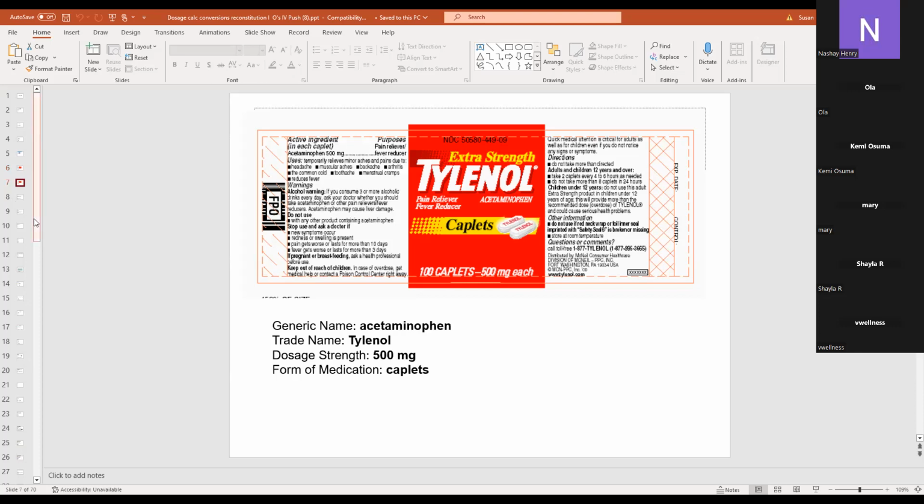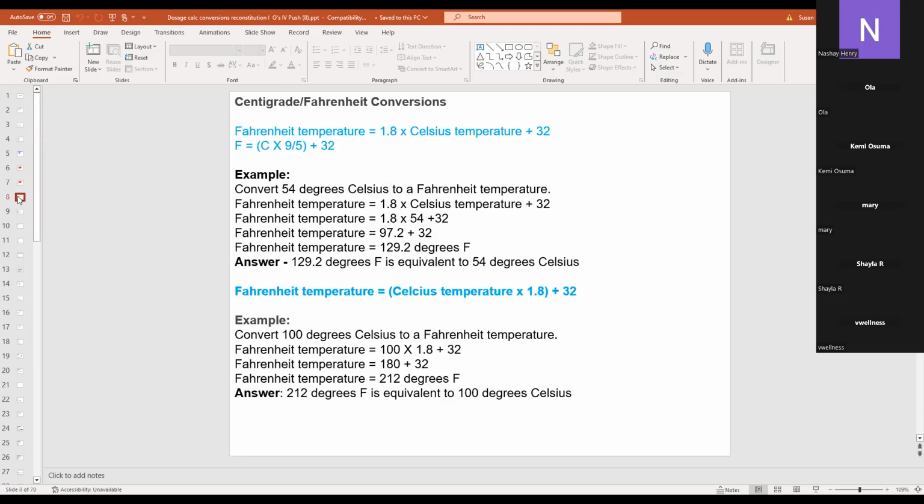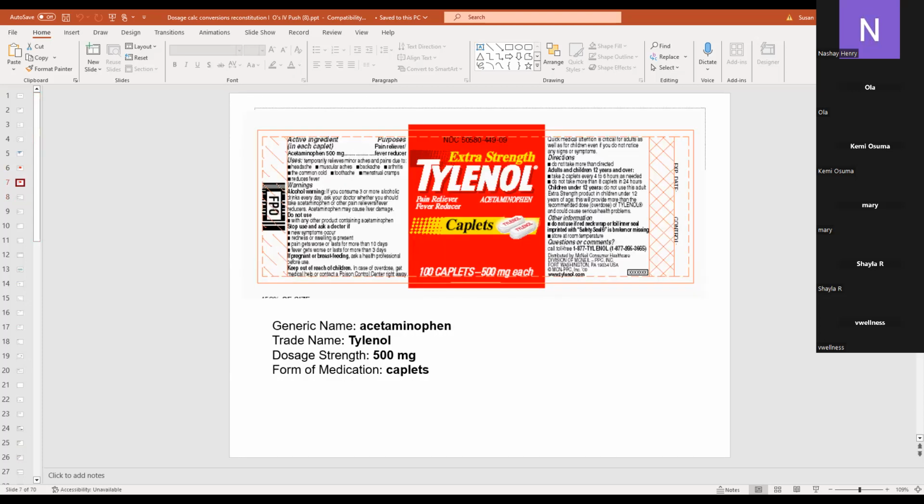It's actually caplets here. Oh, caplets. Oh, wow. Okay. Let me see if I can find a couple other labels.